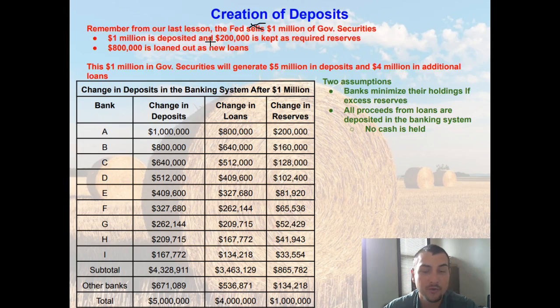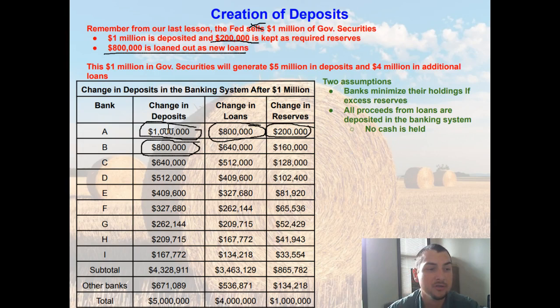Remember that required reserve ratio was 20%, so the bank must keep 200,000 of that. So 800,000 is loaned out as new loans. So Bank A receives $1 million in deposits. They can loan out 800,000 and must keep 200,000 in reserves. Bank B then receives that 800,000 because the person who borrowed from Bank A buys everything with it, so that money goes into somebody else's hands. It gets deposited.